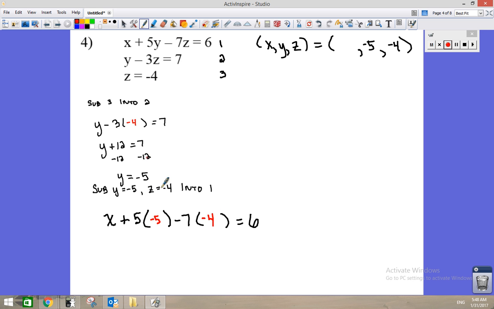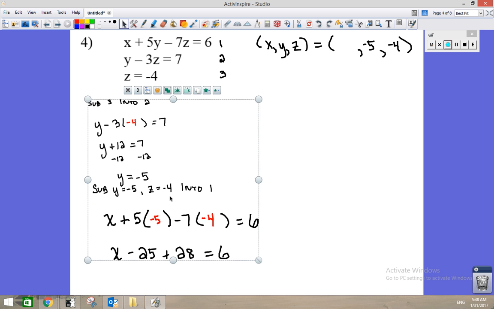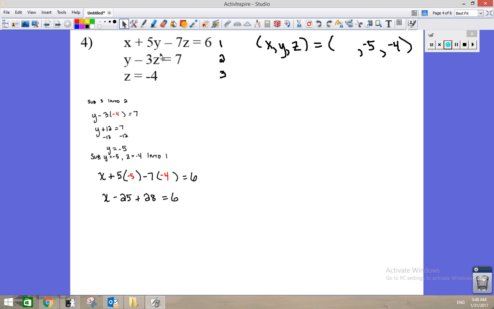So now I have one equation in one unknown, and I can solve for x here. So I've got that x minus 25 plus 28 is equal to 6. And so the negative 25 plus 28 is 3. Subtract 3 from each side, and I'm getting that x is 3.